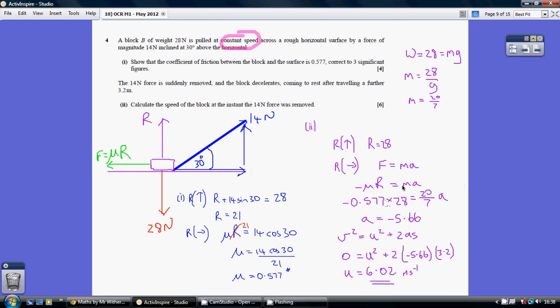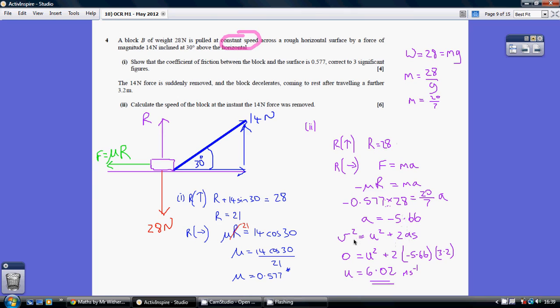And so F equals mass times acceleration. Mass is 20 over 7, as discussed a minute ago, leaving our only unknown being a. A is our deceleration. We're decelerating at 5.66 meters per second squared. Now that we know the acceleration, we can work out the initial speed of the block using v squared equals u squared plus 2as. All this work up to now has just been to work out the acceleration.